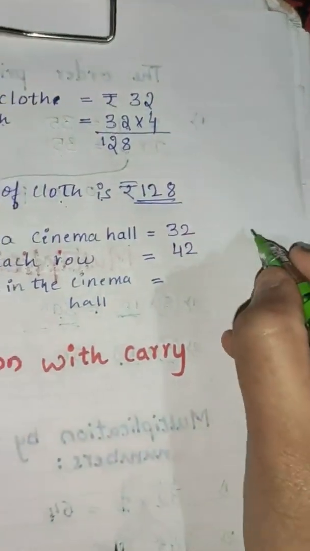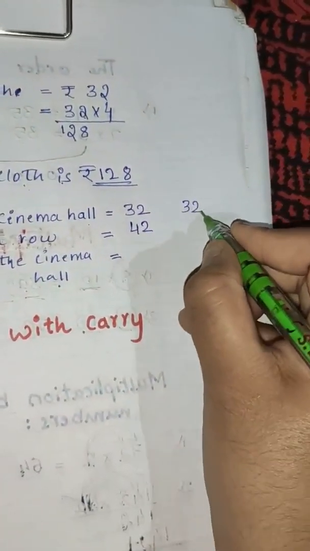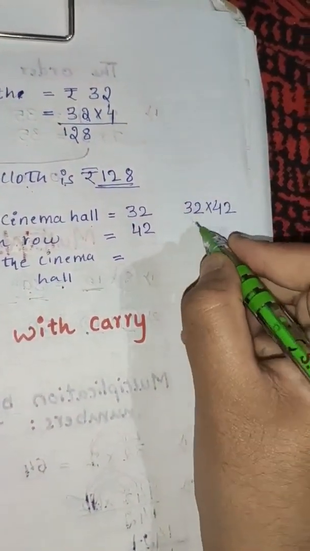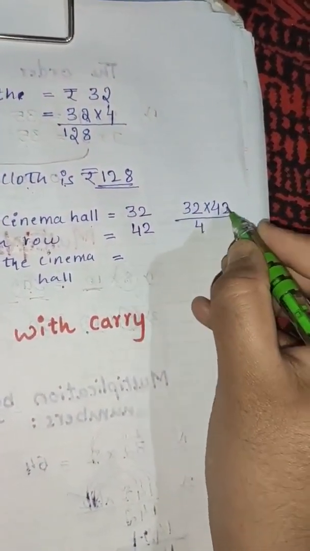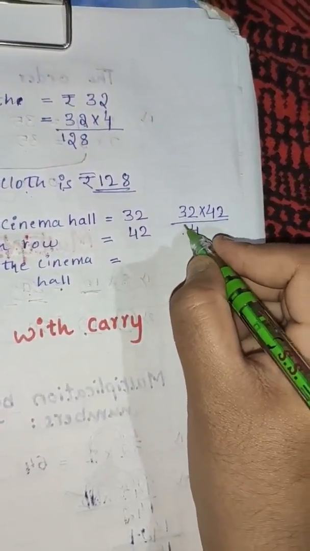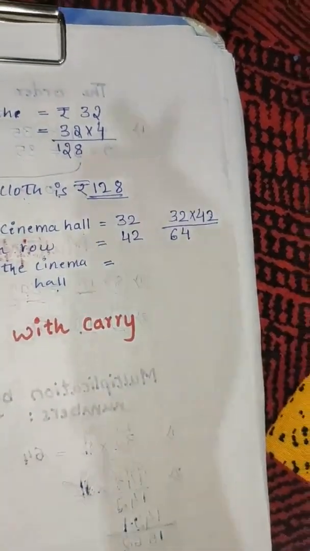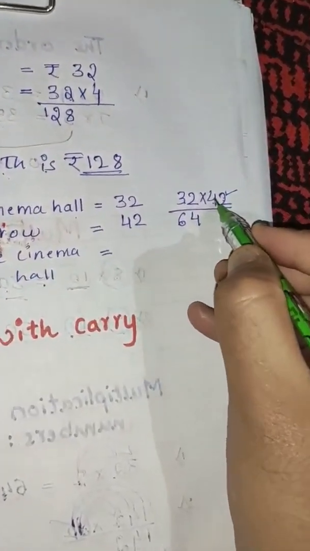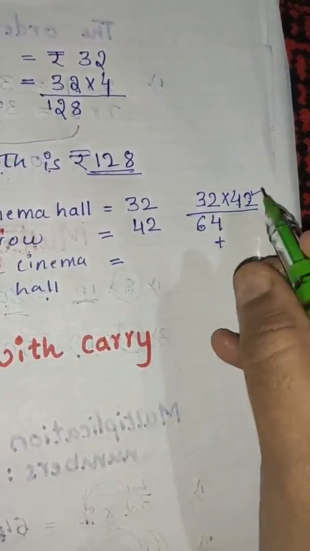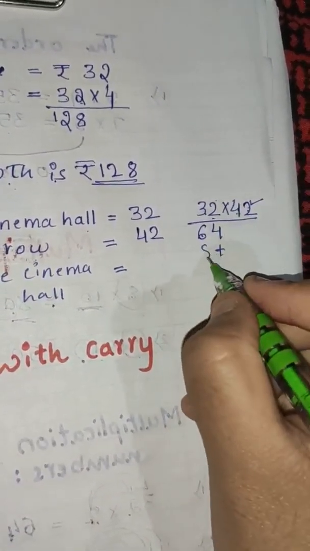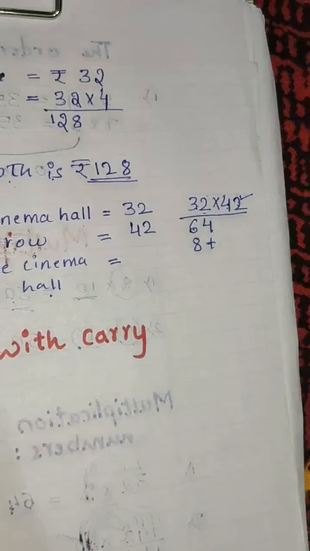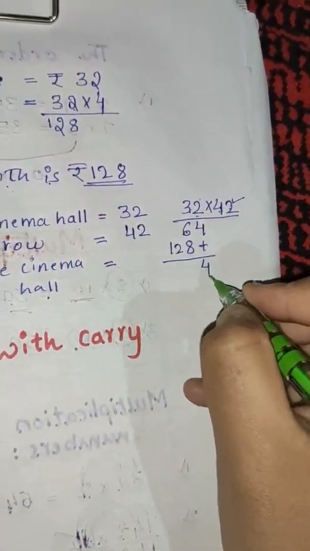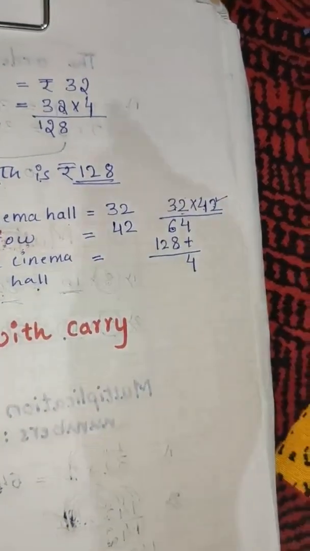Okay, so let's do it here. 32 into 42. So 2 2s are 4, 2 3s are 6. Yes. Next, this one we have finished. Now come to the next number, which is in the 10th place. So here we have to write the plus. So 4 2s are 8, 4 3s are 12. Right? So 4 is 4. Next, 6 plus 8 is 14.